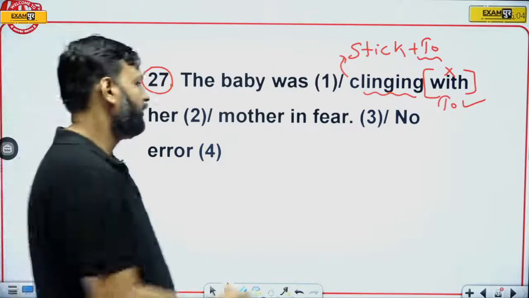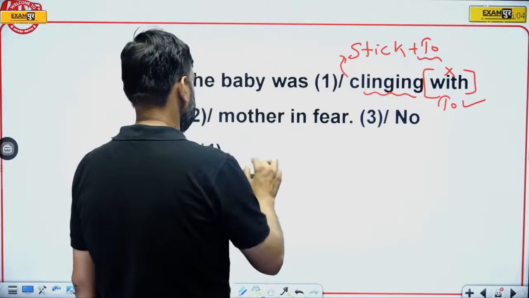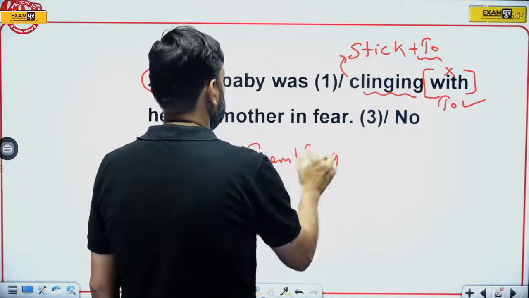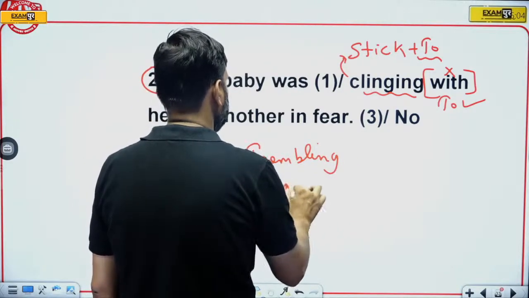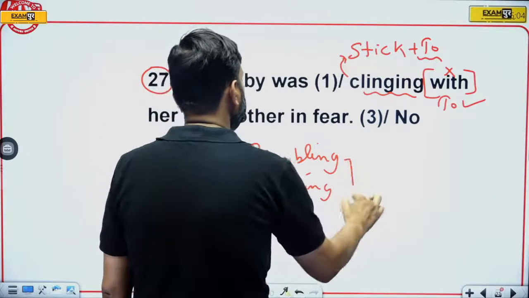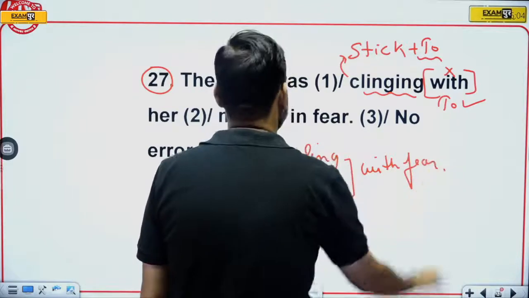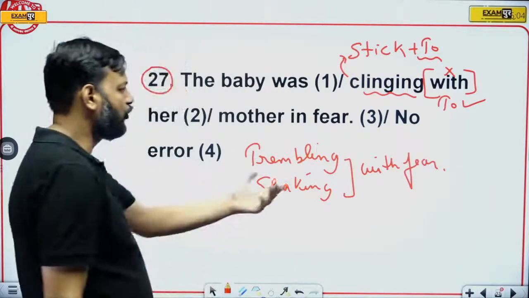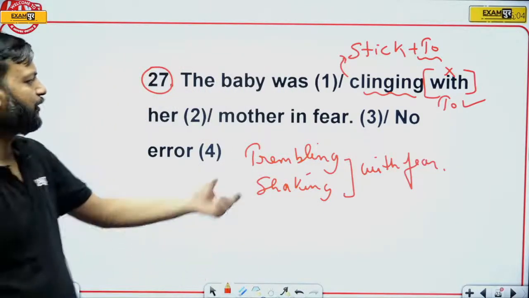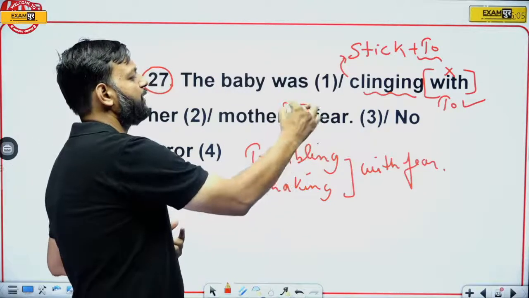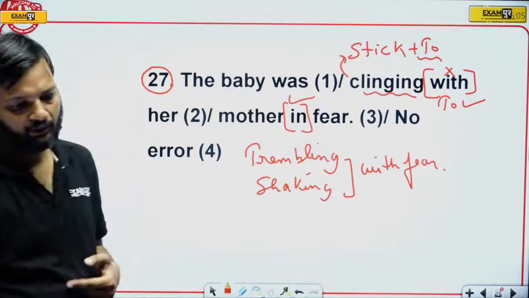Okay, in fear. With words like trembling or shaking, we use with fear. But if there is no verb before fear, as you can see here, the use of in is absolutely correct.